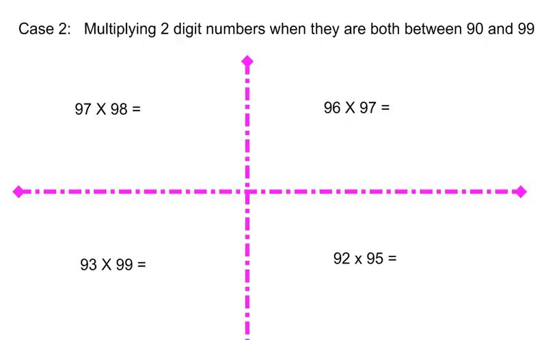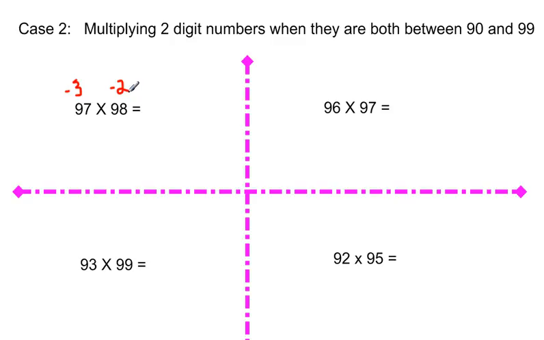Now, in case 2, we're going to use a little different technique, but almost similar. Both of our numbers are between 90 and 99, so we're going to use the number 100 as our base. If 100 is our base, I look at 97, and I'm 3 units away from 100. So I'm going to represent that at the top with a negative 3. And the number 98 is 2 units away from 100, and since it's below 100, I'm going to put a negative 2.